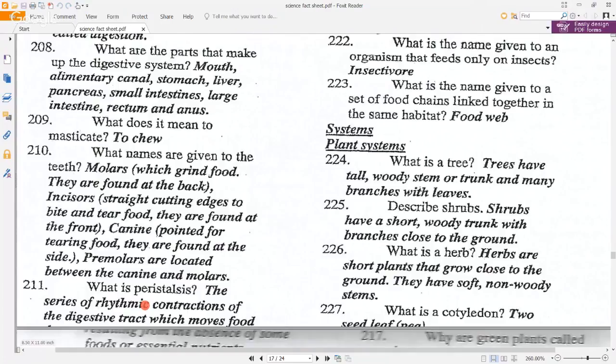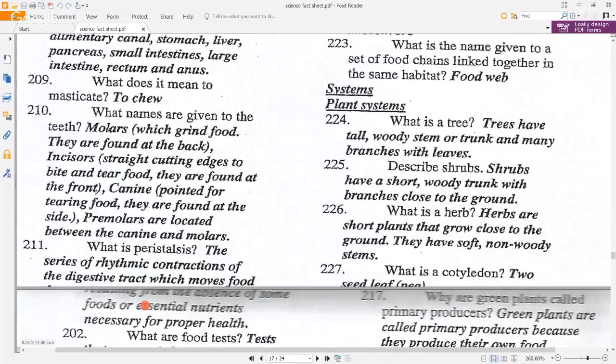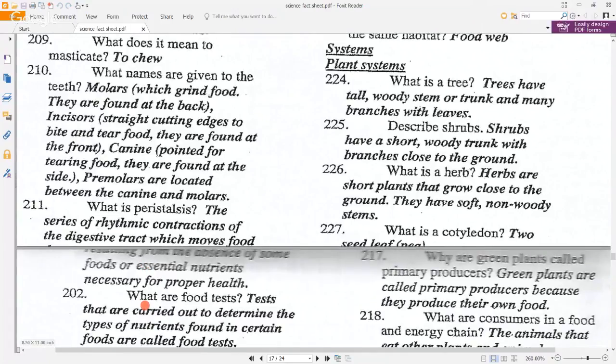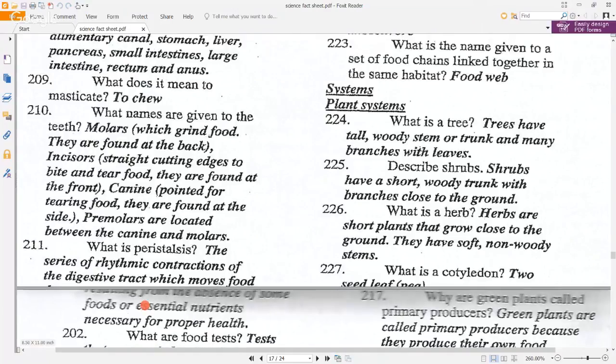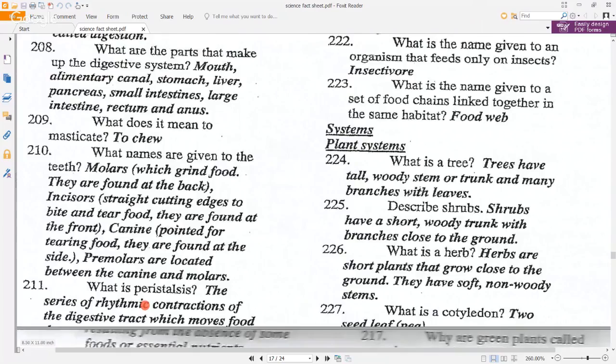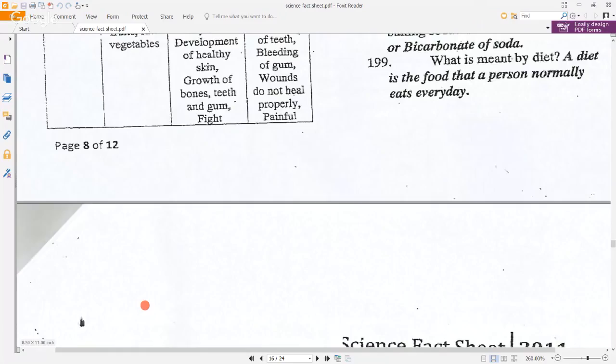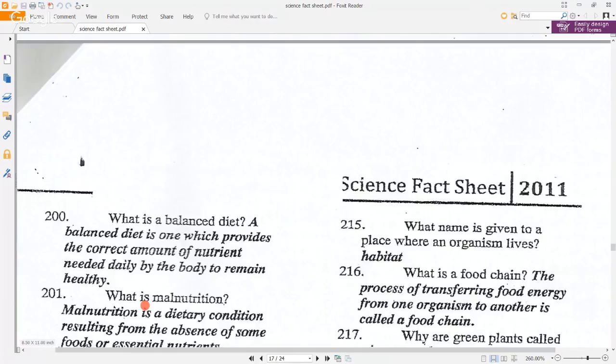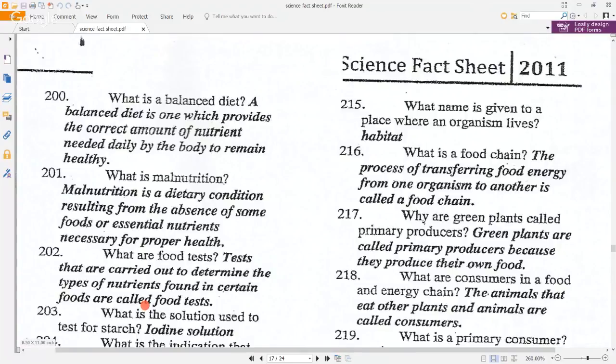What is peristalsis? Peristalsis is a series of rhythmic contractions of the digestive tract which move food along. Right, but anyways, let's go on.